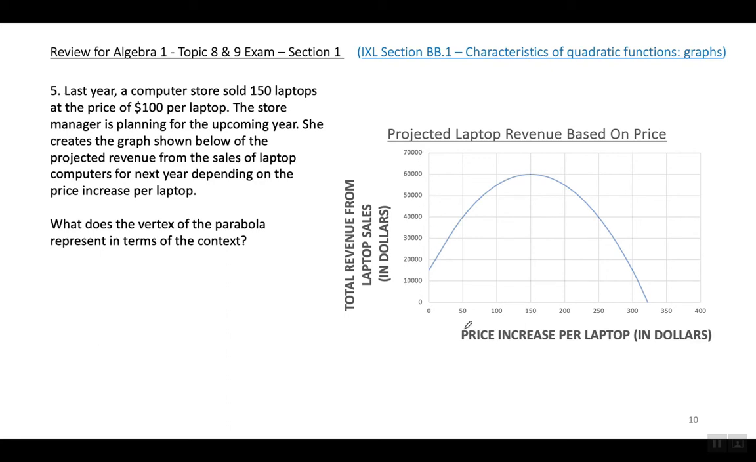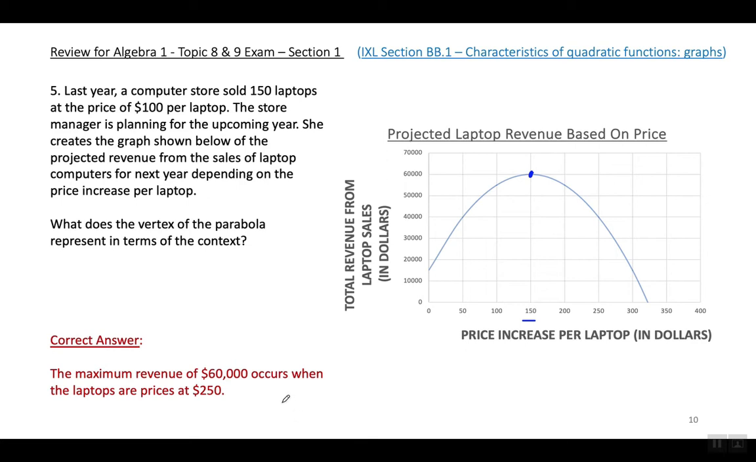This one's pretty straightforward. All right, but this is the one I wanted to point out. So what does the vertex of the parabola, the vertex is right here, what does it represent in terms of this context? All right, let me see. The x-axis says 150. So what does that mean? How much is the laptop going to cost in this situation right here? And how much revenue is the company going to make? The answer is the maximum revenue of $60,000 occurs when the laptops are priced at $250. Make sure you understand why it says $250, because I promise you on the test there'll be a wrong answer that'll say $150, and some of you will pick it.